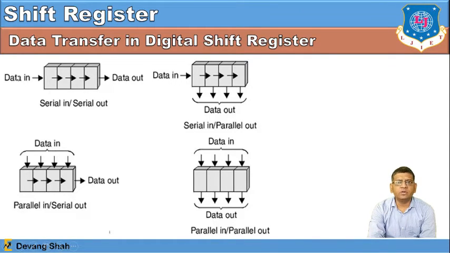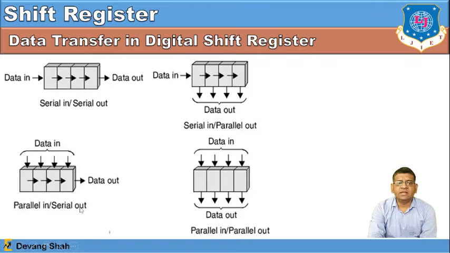So this is the formation of data and how the data is going to be transferred in a digital shift register. You can see the data in serially as well as data out serially, right? If you talk about the serial in, parallel out, once you apply the data serially and you take the data parallelly, you can see the 1 bit is serially shifted, and you can take the output parallelly after the application of each clock.